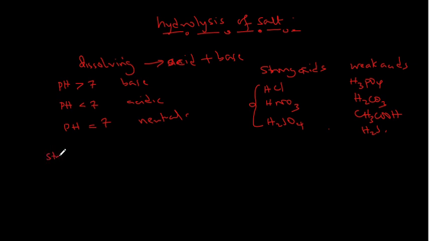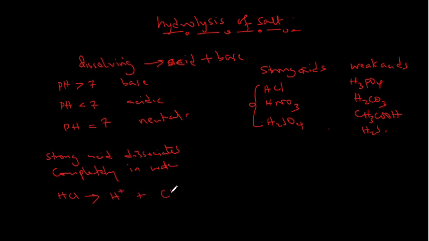Now, somebody is asking what a strong acid is and a weak acid is. The main difference is that a strong acid dissociates completely in water. Okay, that means the dissociation is complete. Like hydrogen chloride, when it is dissolved in water, completely dissociates into hydrogen ion and chloride ion. But that's not the same thing with a weak acid. A weak acid is one that dissociates partially in water.